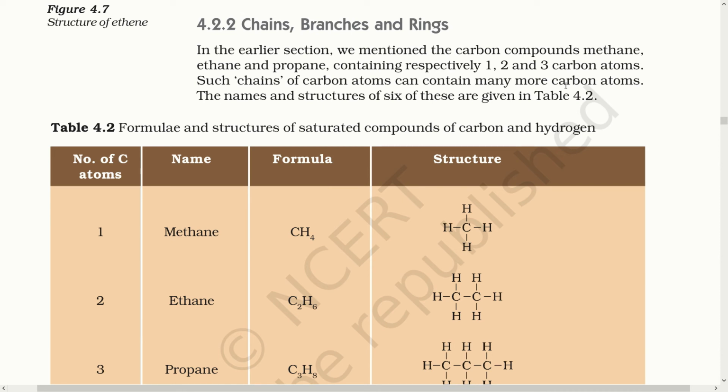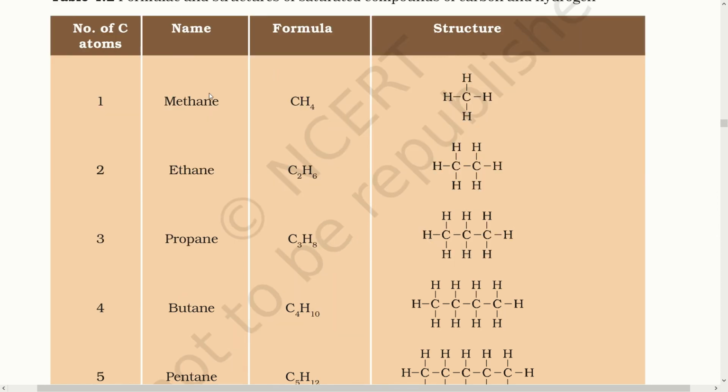In the earlier section, we mentioned the carbon compounds methane, ethane and propane containing respectively 1, 2 and 3 carbon atoms. Such a chain of carbon atoms can contain many more carbon atoms. The names and structures of 6 of these are given in table 4.2. Here you can see the number of carbon atoms, 1. The molecular formula formed with hydrogen makes it methane, and in its structure each electron of carbon shares with each electron of hydrogen. So individually 4 hydrogen atoms will bond with a single carbon atom to form methane.